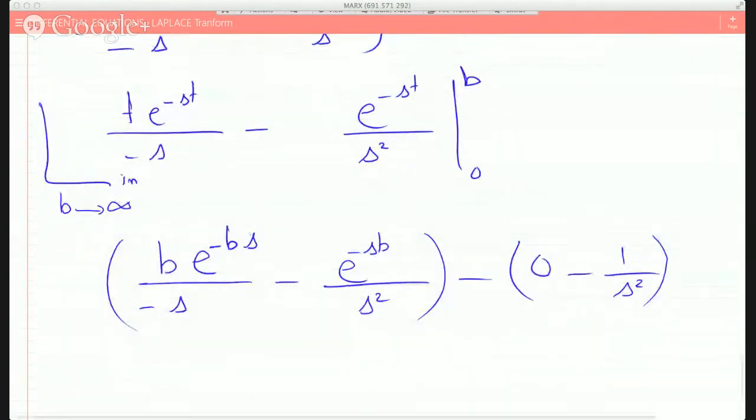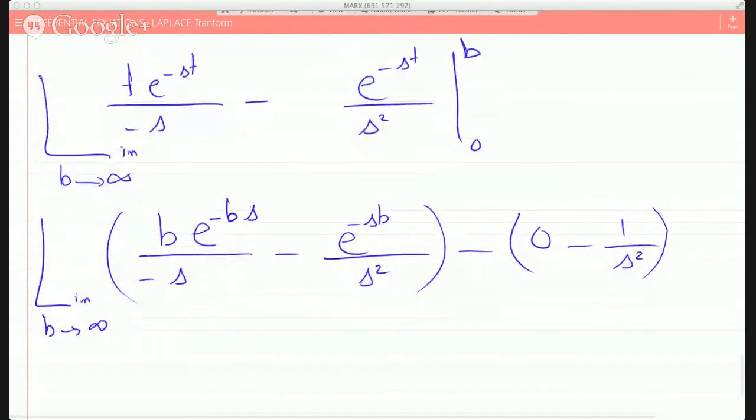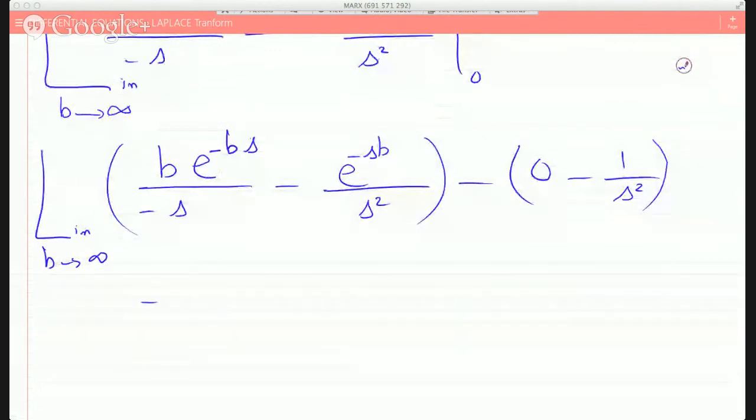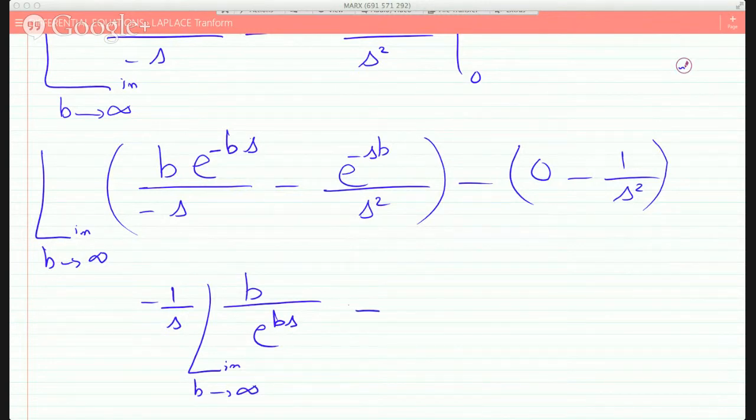Okay? And now we will take the limit as b goes to infinity. Now I can bring this down, and this becomes minus 1 over s times b over e to the bs. Then I can take the limit of this as b goes to infinity, and the same exact thing on the next one. So this becomes 1 over s squared e to the sb, plus 1 over s squared, which is coming from here.